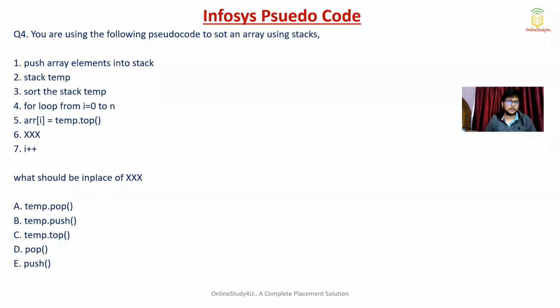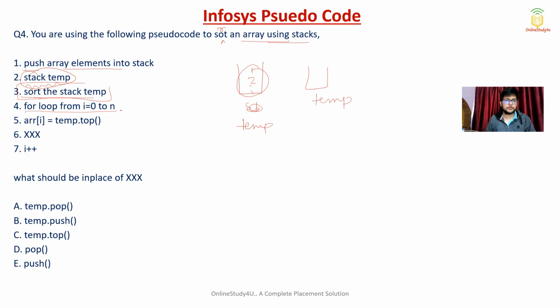This question was on stack. You are using the following pseudocode to sort an array using stacks. So what we did, we pushed the array elements into the stack. There is a stack temp. By using some algorithm, we sorted the stack temp. There were some numbers here, and we sorted them using some algorithm.